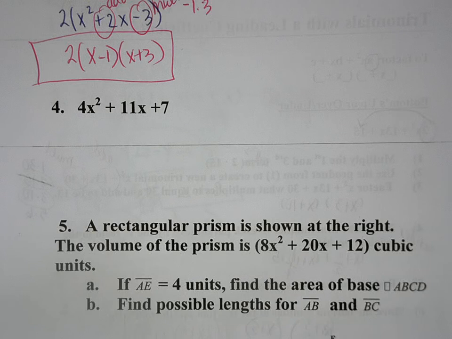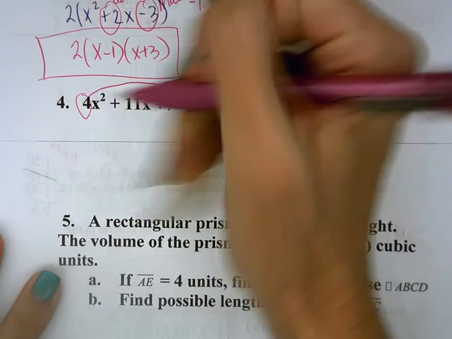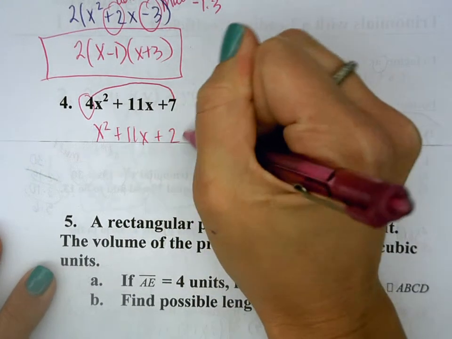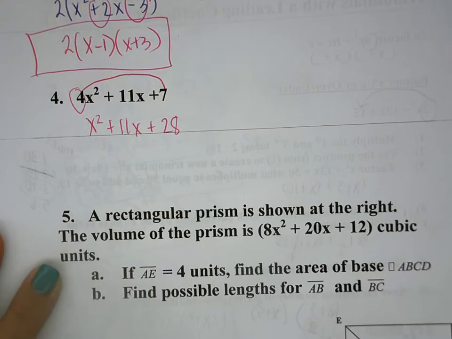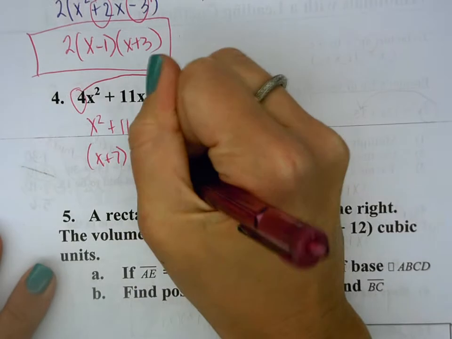The correct answer is 4x plus 7 and x plus 1. We go over by 4. X squared plus 11x plus 28. Okay? What numbers did you get that worked for 28? 7 and 4. X plus 7, x plus 4.